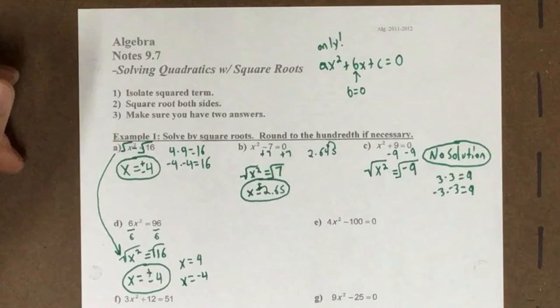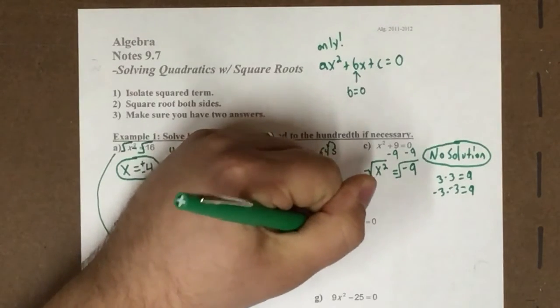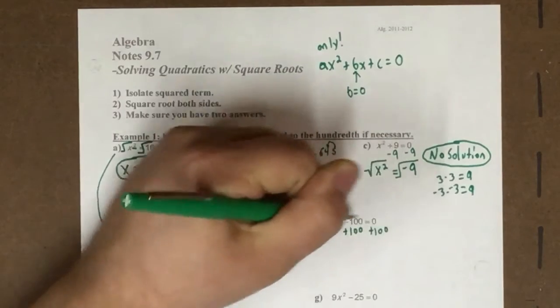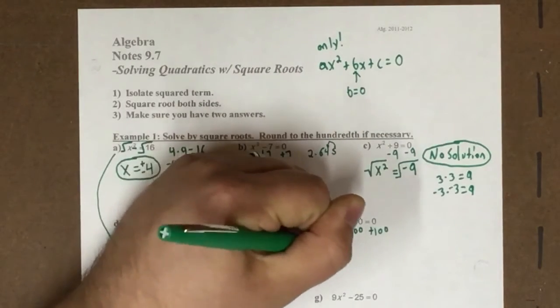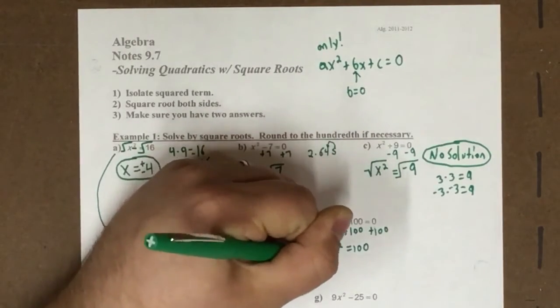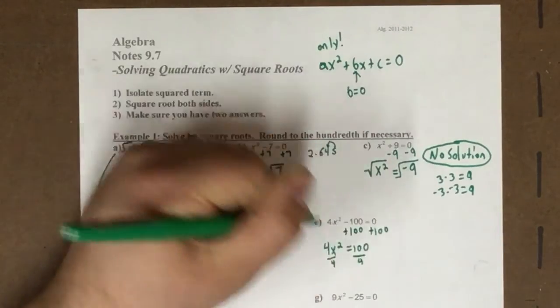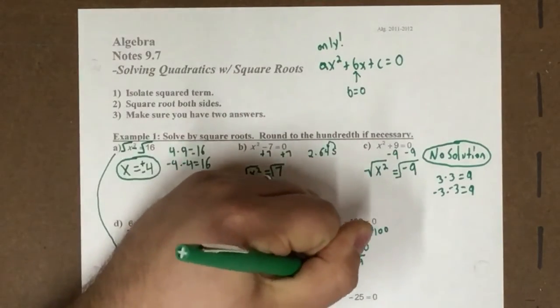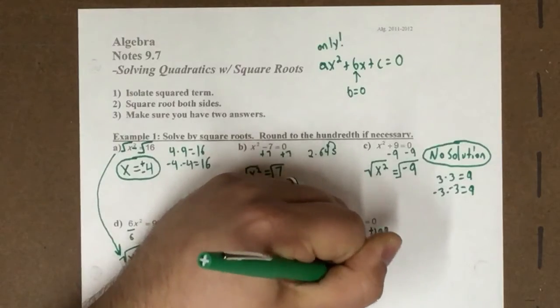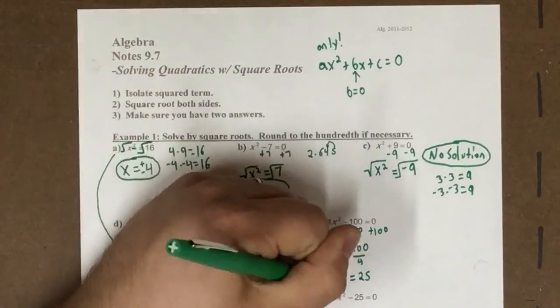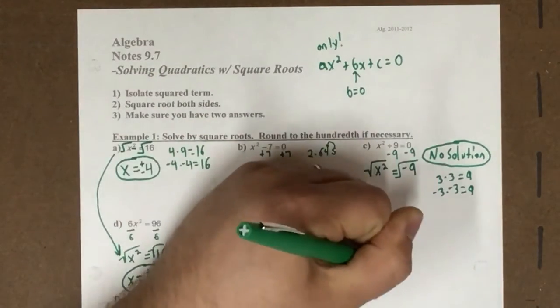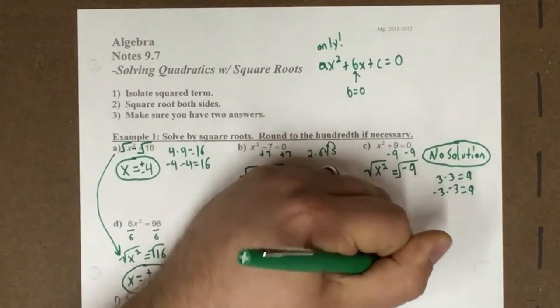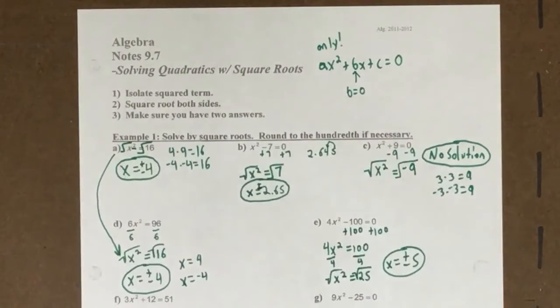This next side, when I solve this one, I'm going to start by adding 100 to both sides. I'm going to get 4x squared is equal to 100. Divide both sides by 4 to get my x squared by itself. I would get x squared is equal to 25. From here, when I square root both sides, my answer is going to be x is equal to plus or minus 5.